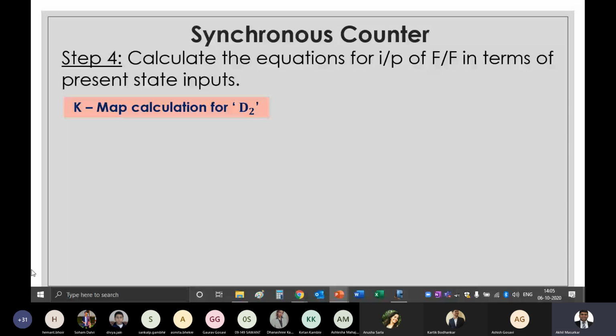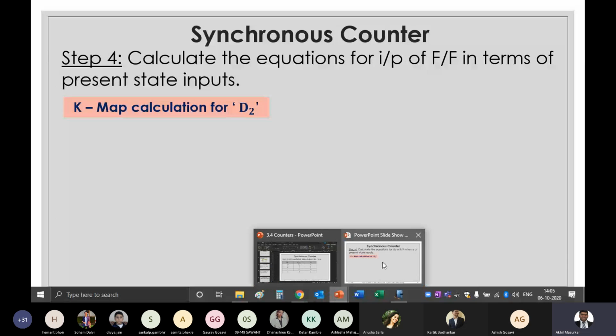Why are the options not coming? Just a minute.